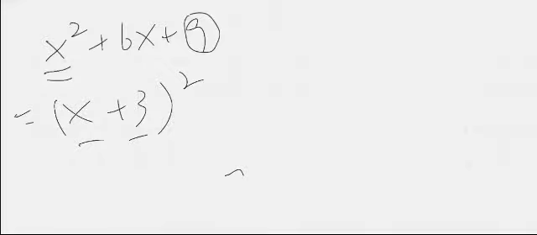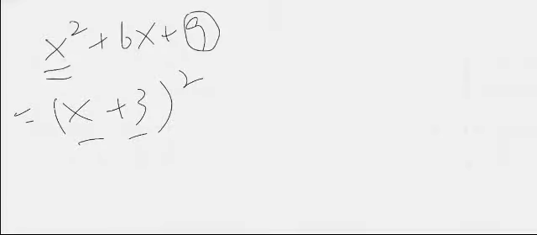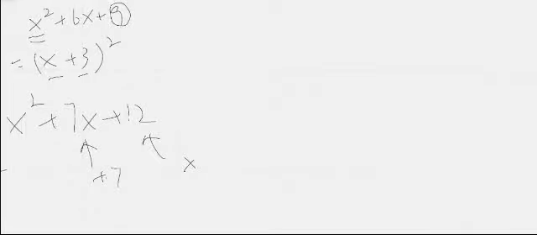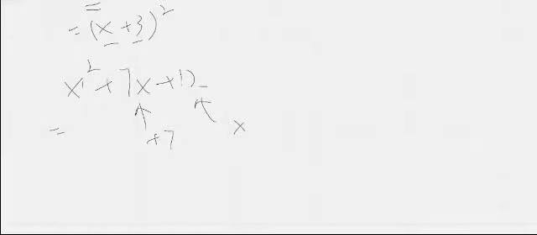The second form will be something a bit trickier, which will be like this: x squared plus 7x plus 12. To factorize it, we first have to look at the last term, 12. And so to factorize, we have to find two numbers that multiply to 12, but at the same time add up to 7. You can stop this video and think about it for yourself.